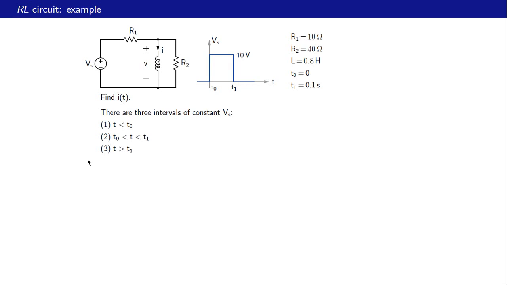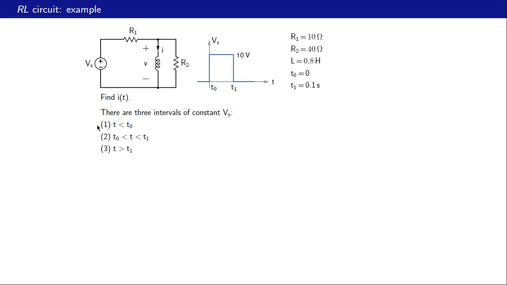Like we mentioned in the last slide, what we need to do next is to consider each of these intervals, identify the circuit time constant in each interval, write a general expression for I of t in each of these intervals, and then find suitable conditions on I of t at suitable time points, which will enable us to calculate the coefficients, the constants involved in those expressions.